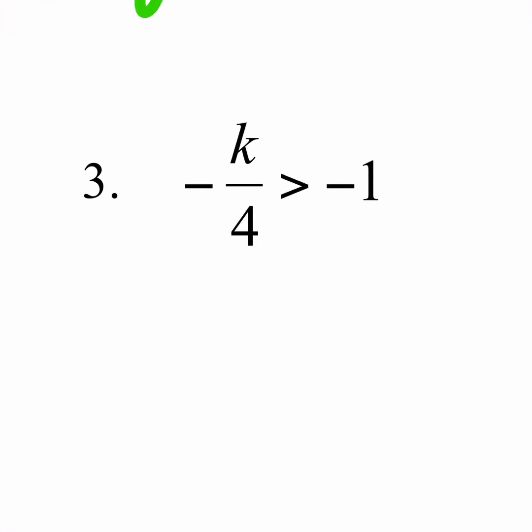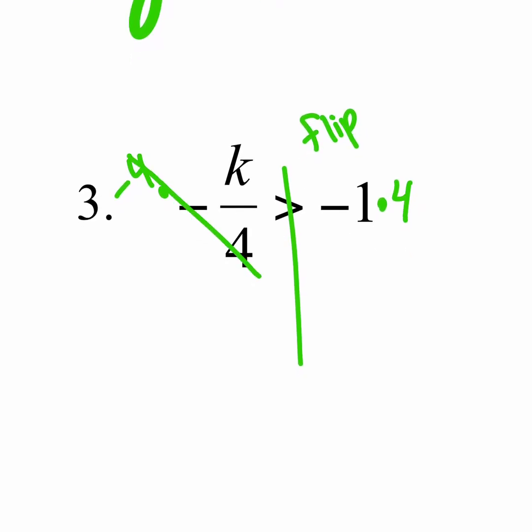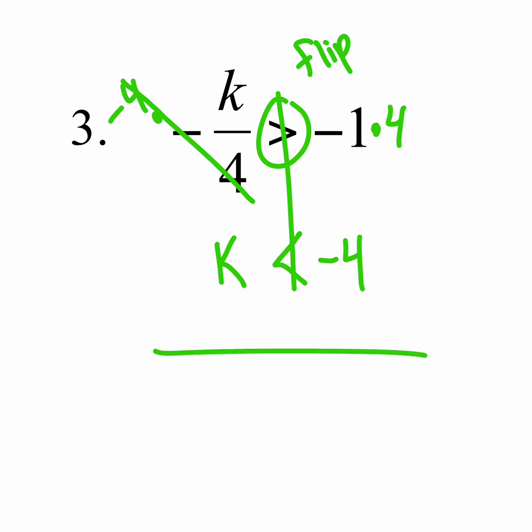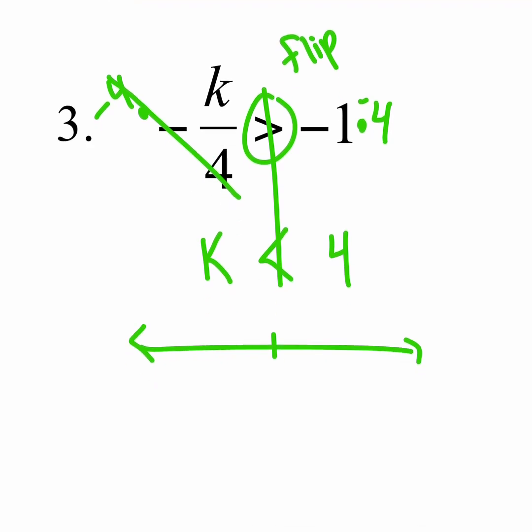Number 3, I need to get rid of that -4, so I'm going to multiply both sides by -4. Again, as soon as I multiply by a negative, I'm going to write the word flip. Those cross out. I'm left with K. Oh, flip that sign. When you go to graph, you get, oh, I'm sorry, +4. Right, -1 times -4. There we go. Open circle, list 4, list 3, list 5. You are shading to the left.